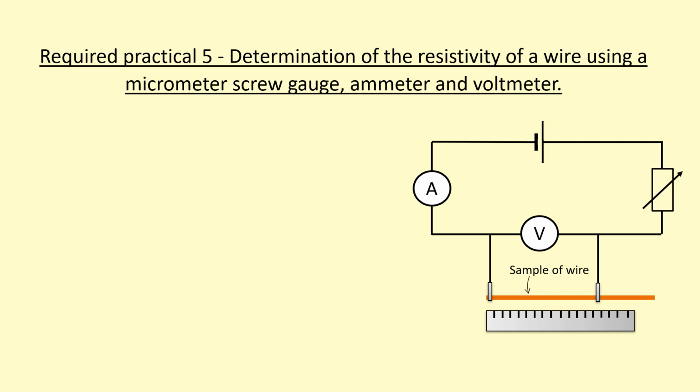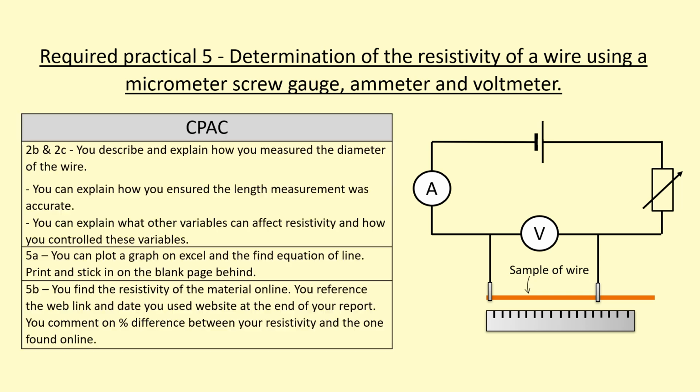In this video, I'm going to go through required practical 5, which is to determine the resistivity of a sample of wire. You'll be tested on the following CPACs, 2B and 2C: that you can measure the diameter of the wire using a micrometer, that you can use a ruler to measure the length of the wire accurately, and that you can control for all other variables that might affect the resistivity of the wire during the practical.